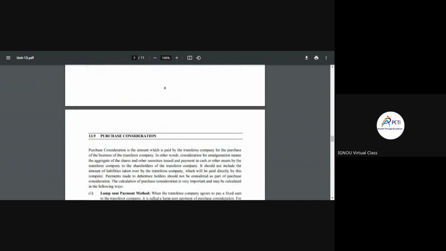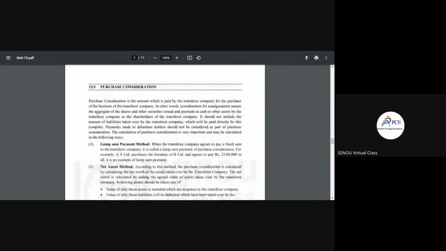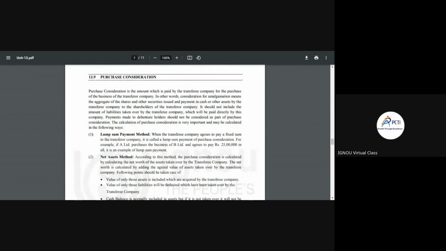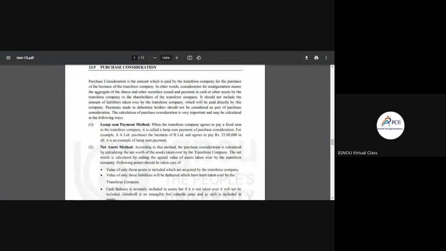Next one is purchase consideration. It is the amount which is paid by the transferee company for the purchase of the business of the transferor company. Like the lump sum payment method, in which we pay all the amount in one go. Then the net asset method, where we have different points, like the value of only those assets is included which are acquired by the transferee company.